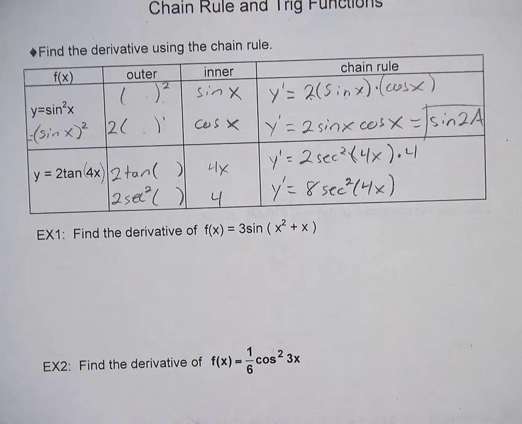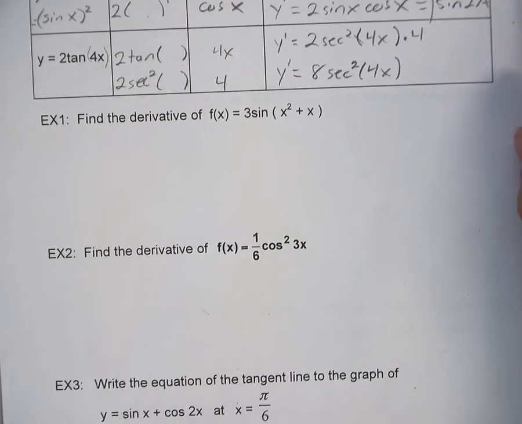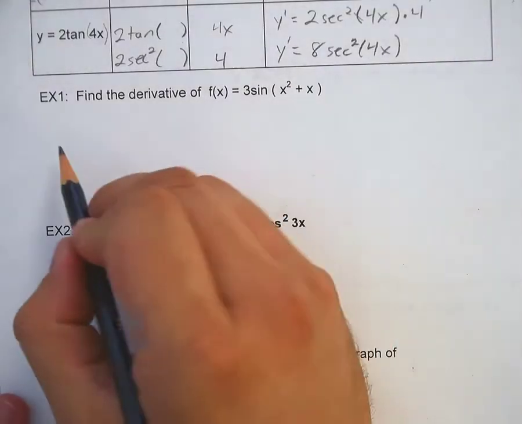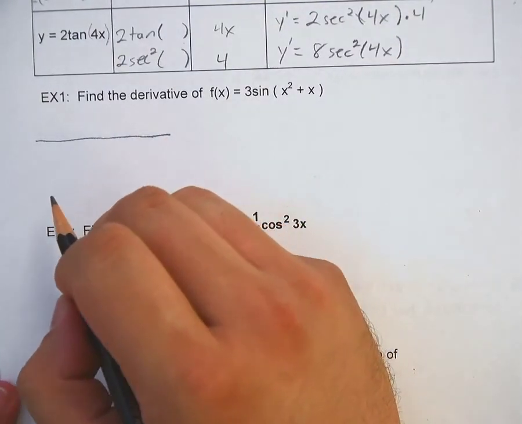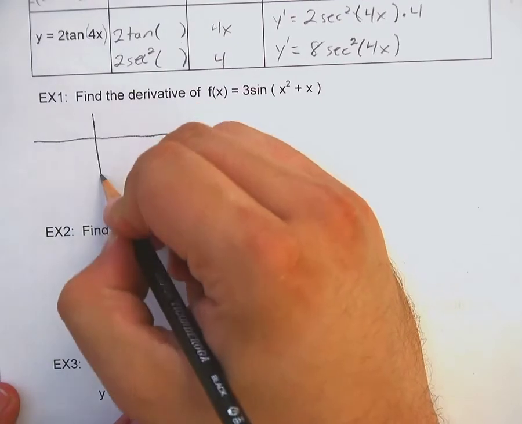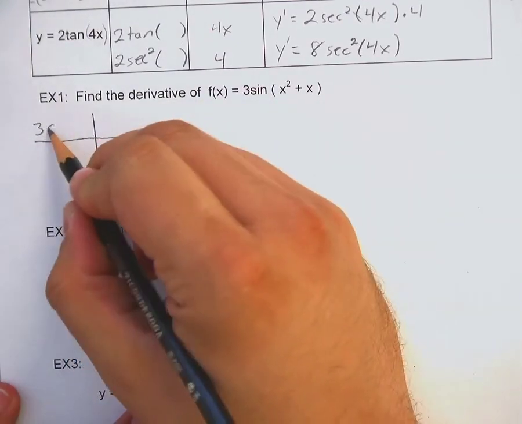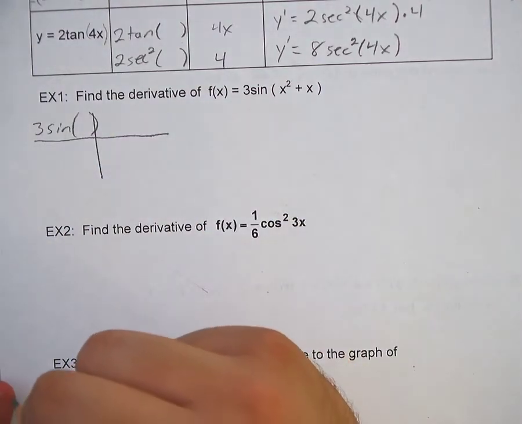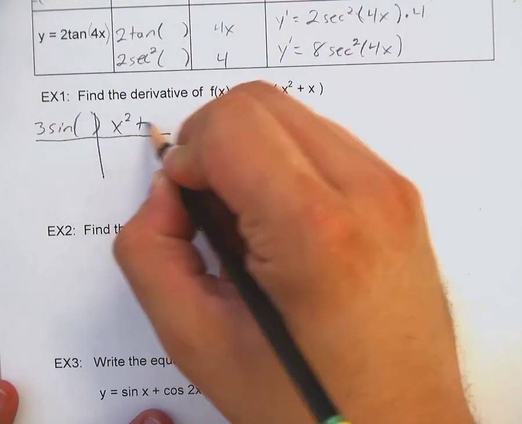All right. So moving on here, let's actually do some of these. It says find the derivative of f of x equals 3 sine of x squared plus x. So again, I'm going to set this thing up. And I'm going to find the outside, which is the shell here. So I've got a 3 sine parentheses. And then the inside, go one equation in, and you're at x squared plus x.